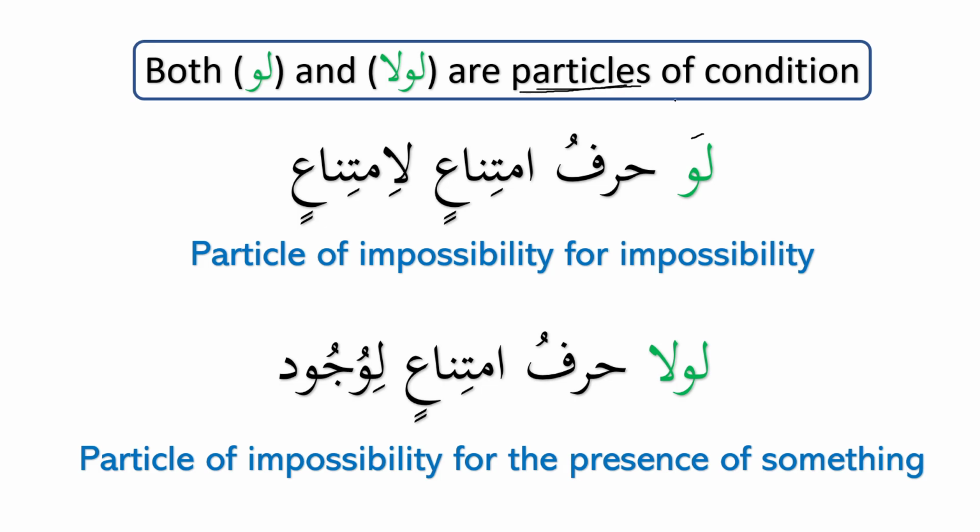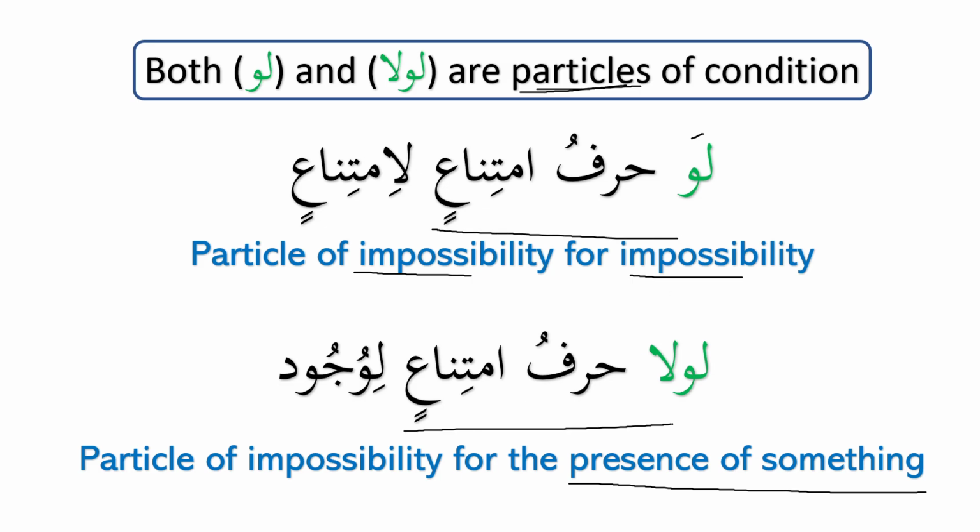Okay. So first we learned about law. لو حرف امتناع لامتناع is the particle of impossibility for impossibility. لولا حرف امتناع لوجود is the particle of impossibility for the presence of something. So look at the difference. What's the difference over here? حرف امتناع, حرف امتناع. So both of them are particles of impossibility. But here this is a particle of impossibility for impossibility. However, this is a particle of impossibility for the presence of something. So this is the main difference that we have to figure out in the coming part of the lesson.